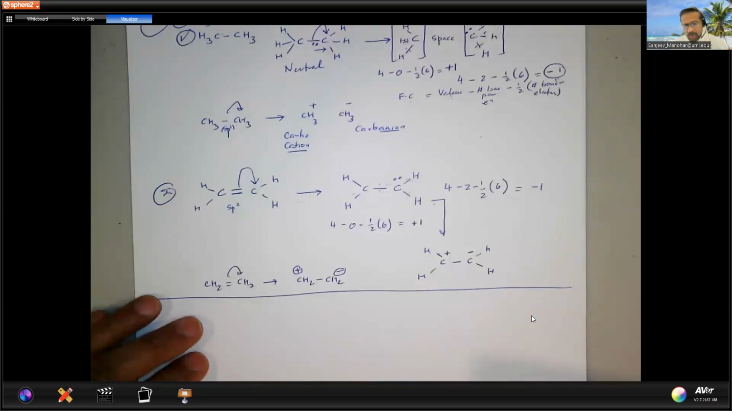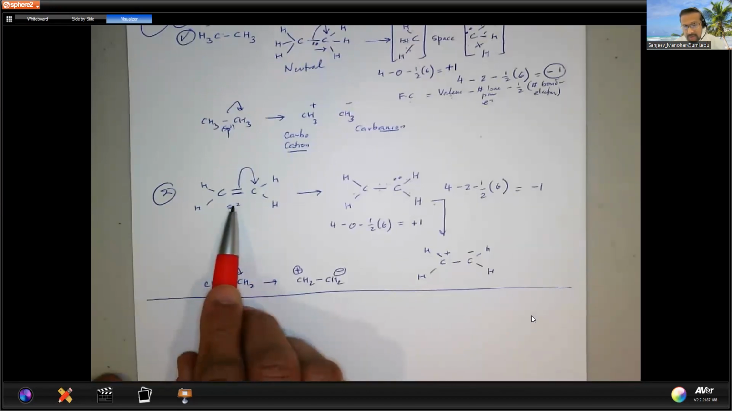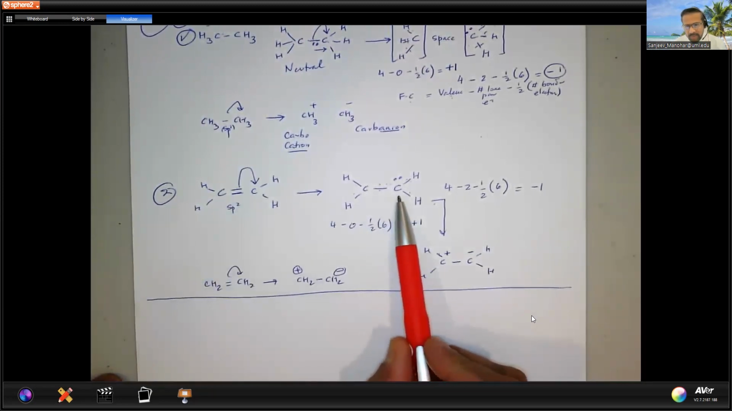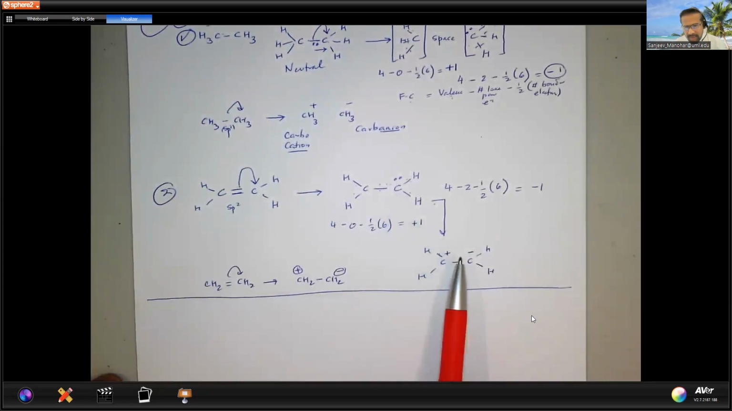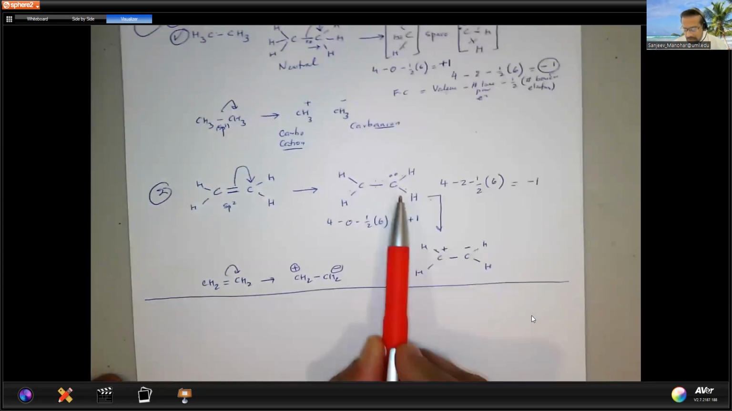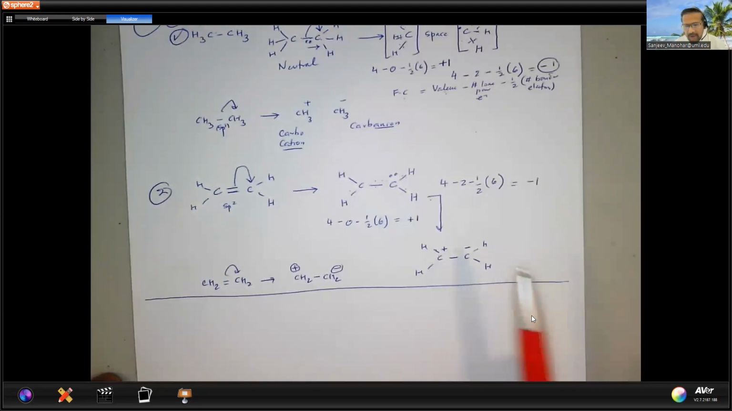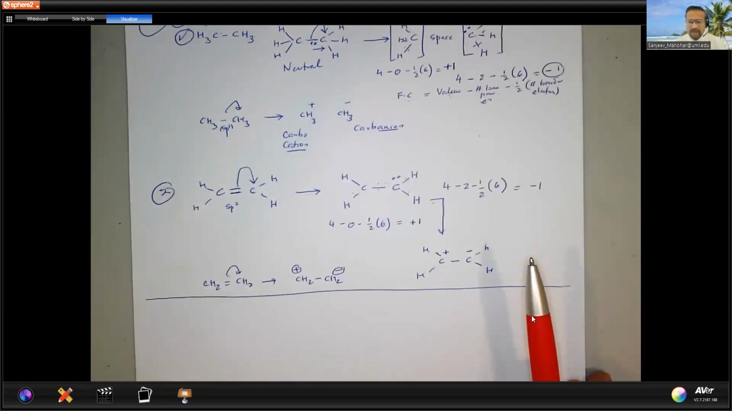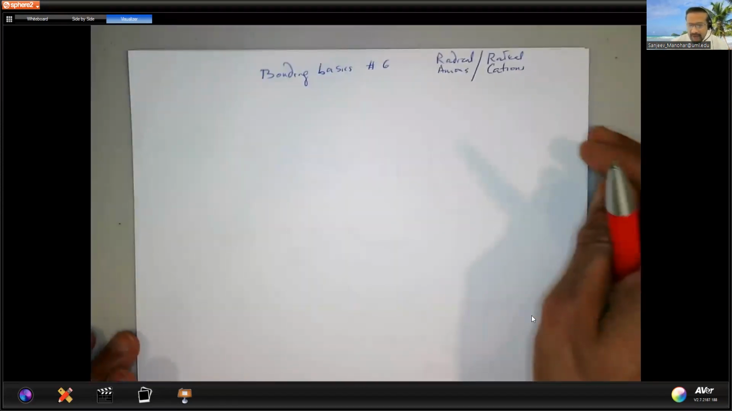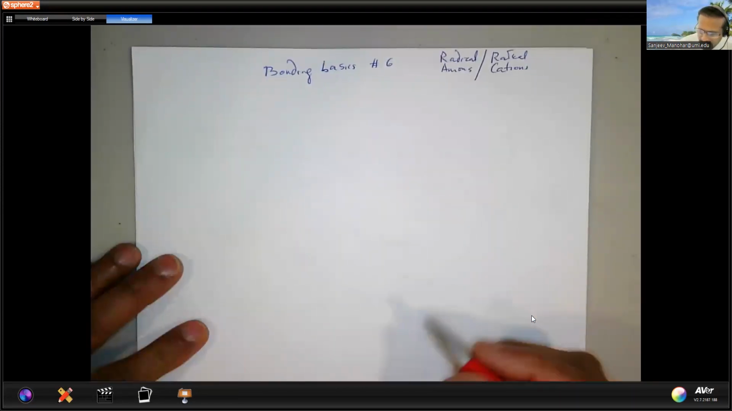If the arrows were to move this way on an sp2 carbon, which has a double bond, you get one carbon taking a negative charge and the other carbon taking a positive charge. So this is a carbanion, this is a carbocation, all in one place, right? So that's where we left off. What if there's another way to push arrows, adding a little bit more complexity and fun?